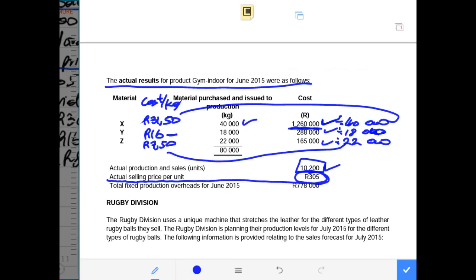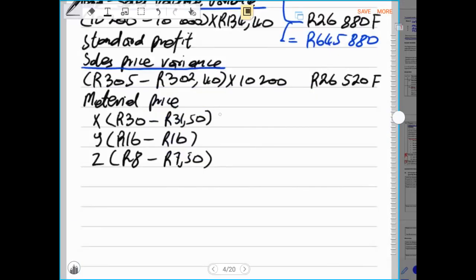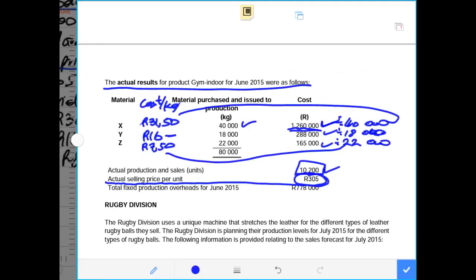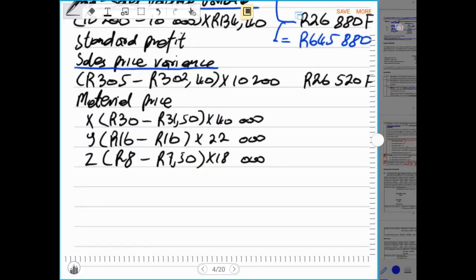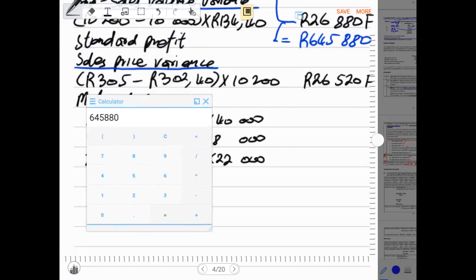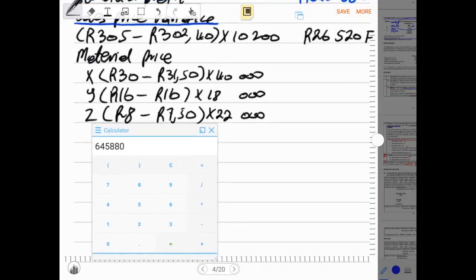So now we have used that, then we multiply by the actual quantities purchased, which is 40,000, times 22,000, times 18,000 kgs. These are the kgs that were actually purchased, not used, just purchased. Okay, it's 40,000, 18,000 and 22,000 kgs. So now this will give us our variance, either favorable or unfavorable.